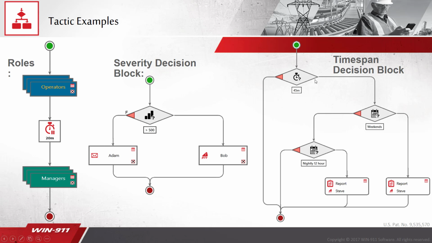And on this one, we can put in a time decision block. This is saying when the strategy kicks in, because the alarm event, we're going to wait 45 minutes. If it's the weekend, so that's our next decision block. Is it weekend true? So yes, weekend. We're going to send a report to Steve on his mobile app. If it's the weekend false, so not the weekend, we're going to go to the next decision block, which is the nightly 12-hour schedule. So if we are on that schedule, the true side, we're going to send a report to Steve on his mobile app. Or conversely, if it is not a nightly 12-hour schedule, then we are going to do nothing. Let's move on to the next couple of examples here.